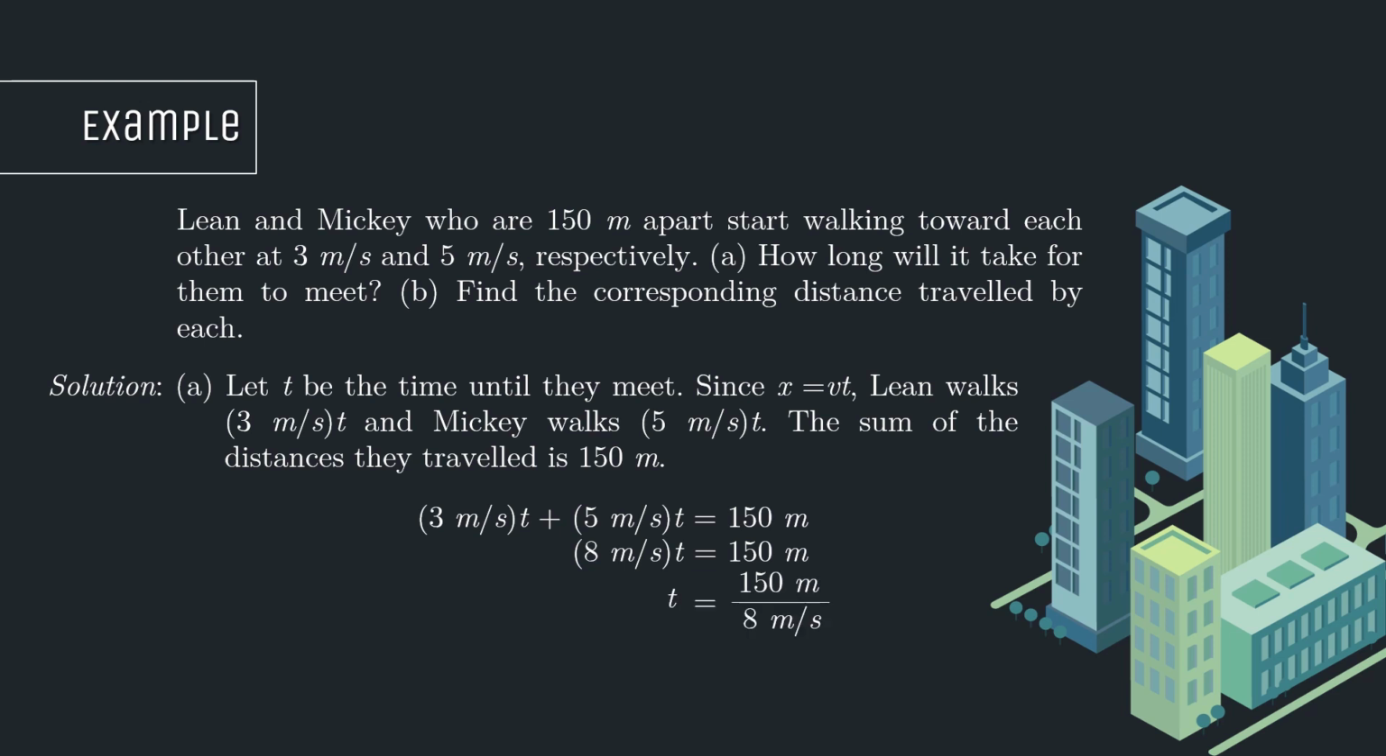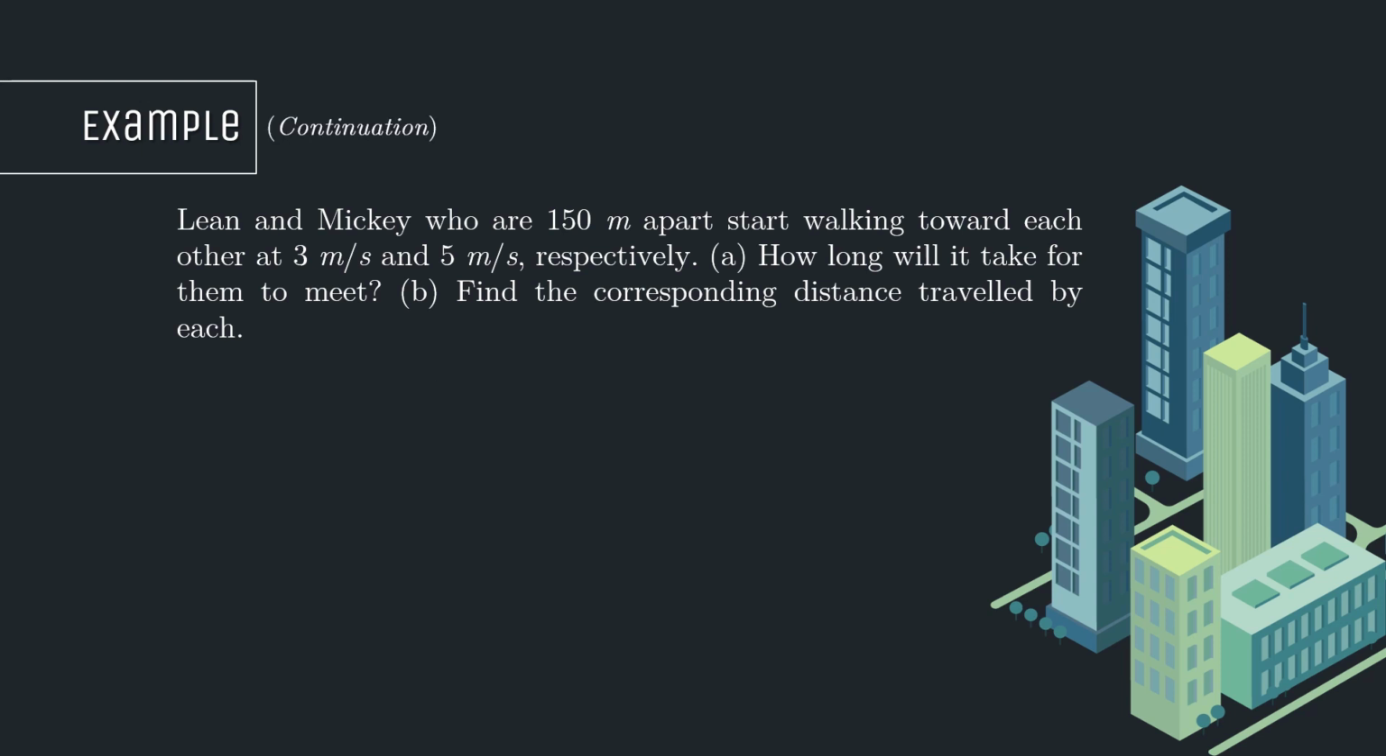And to obtain t, we have 150 meters over 8 meters per second, which is equal to 18 and 7500 of a second. The second question seeks to solve the corresponding distance traveled by Lian and Mikey.